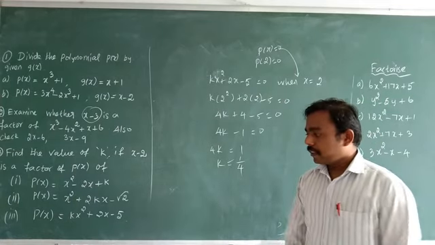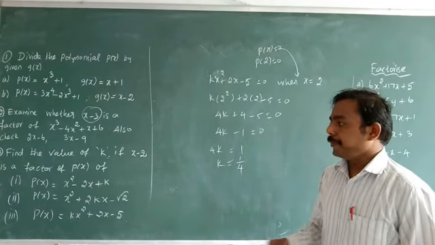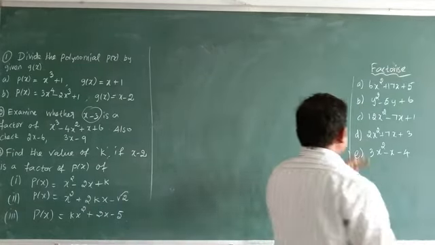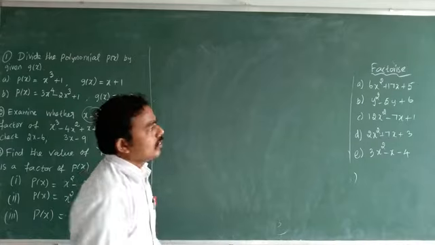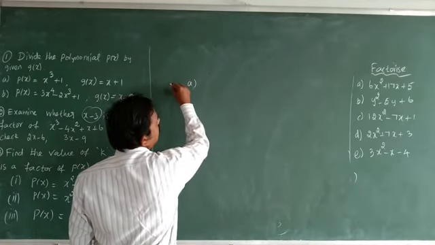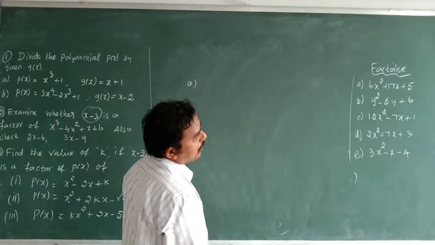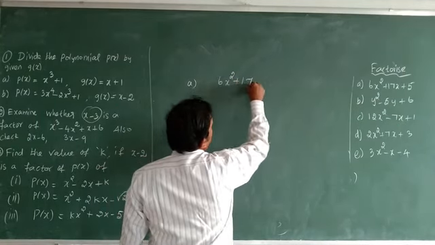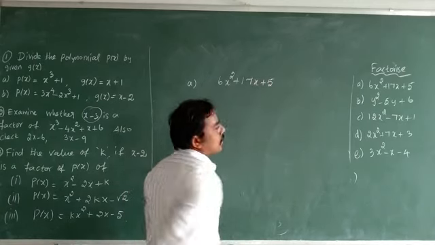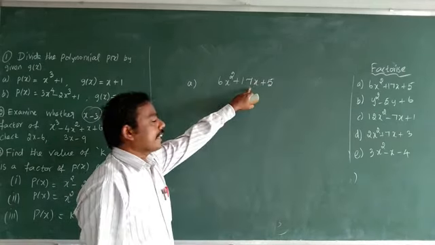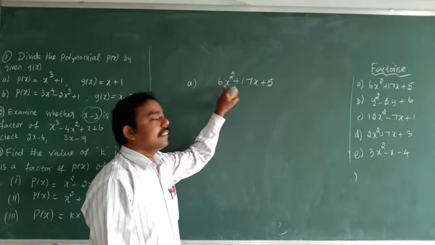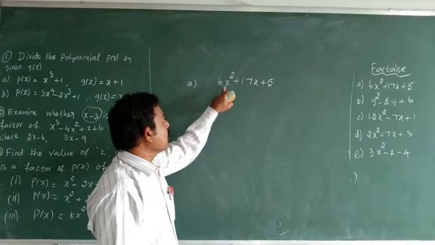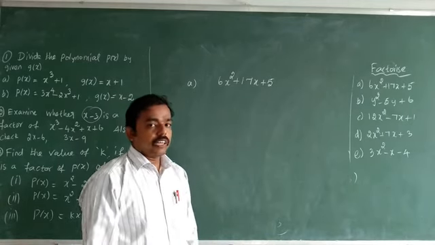So watch repeatedly. If you don't understand, watch repeatedly. And similarly, we need to factorize this expression. So first one: 6x squared plus 17x plus 5. We are going to solve by using middle term separation. Here think about 17, 5 and 6. So 17 we need to separate as per 6. How can we separate?